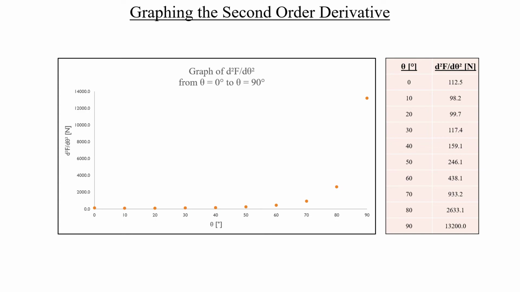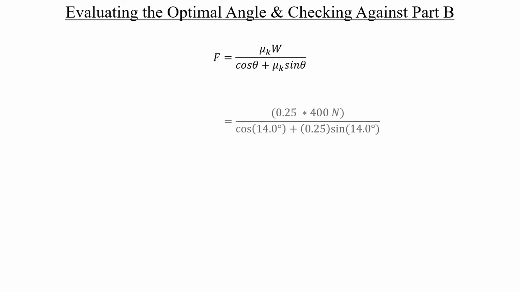Part C is just about done, but there's one last thing that we need to do. The problem description told us that we needed to evaluate the force at this optimal angle and see if it fits with what we did in Part B. Well, evaluating the force is easy enough. If we just plug in the 0.25, the 400, and the 14-degree angle, what do we get? It's just 97 newtons using 3 significant figures. But are we in the clear?